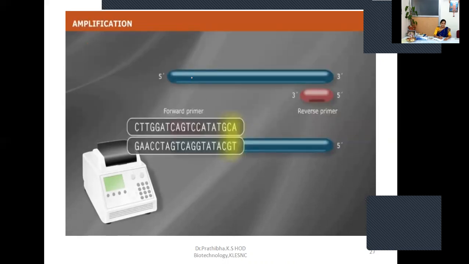Once the denaturation is done, you are going to get the single stranded template DNA. To this single strand template DNA, primers will go and attach. You can see this is the reverse primer, right? Primers always attach to the 3' end. So this one moves in the 5' to 3' direction, which is the reverse primer, and this is the forward primer, which moves from here. Okay.